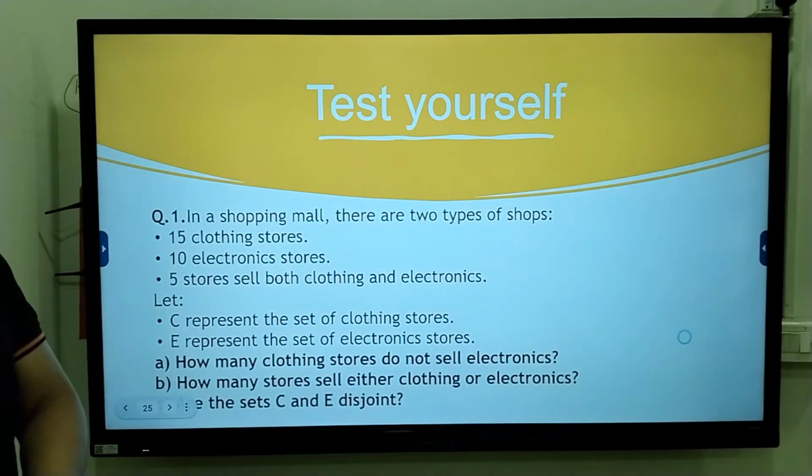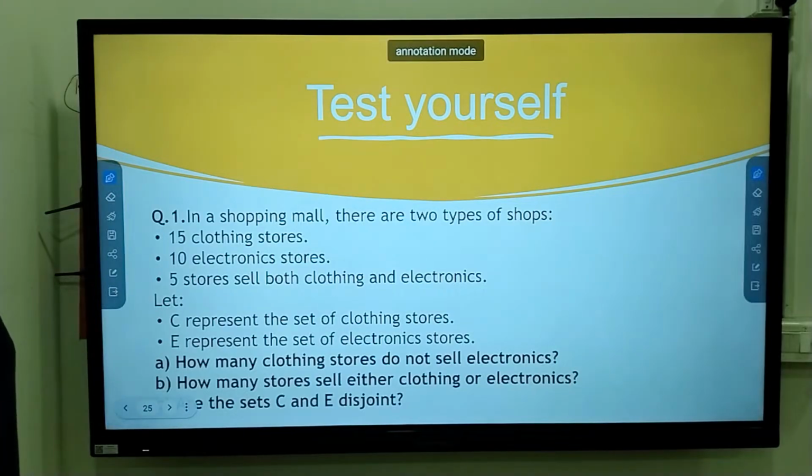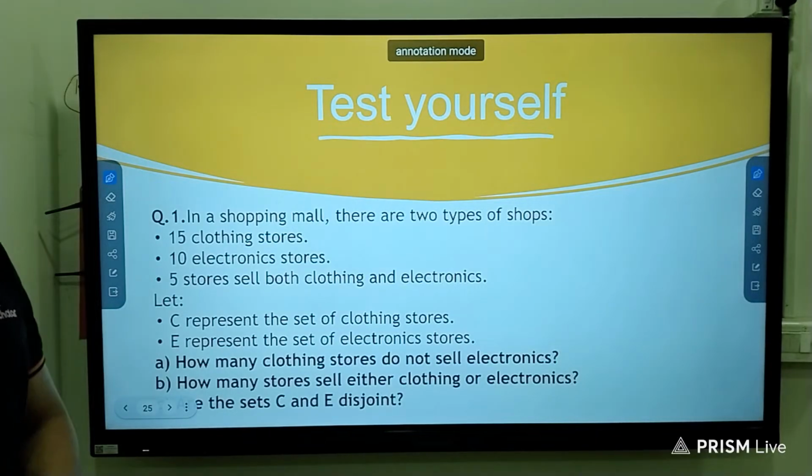In a shopping mall, there are two types of shops: 15 clothing shops, 10 electronic stores, and 5 that sell both clothing and electronics. C represents the set of clothing stores. E represents the set of electronic stores. How many clothing stores do not sell electronics? How many stores sell either clothing or electronics? Are the sets C and E disjoint? Okay, I'll be utilizing a Venn diagram.